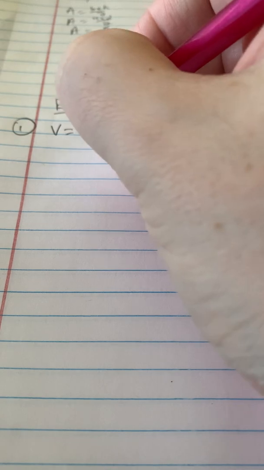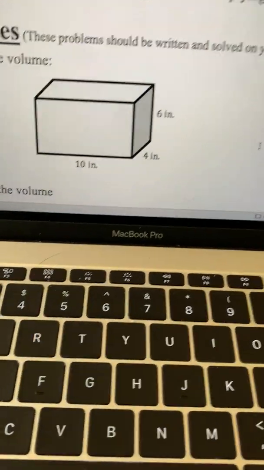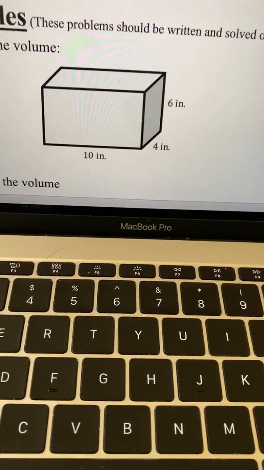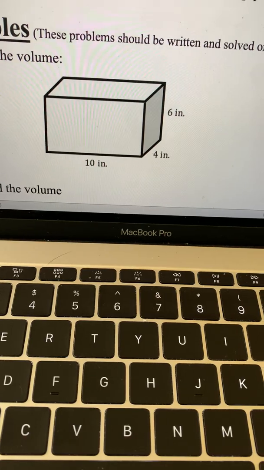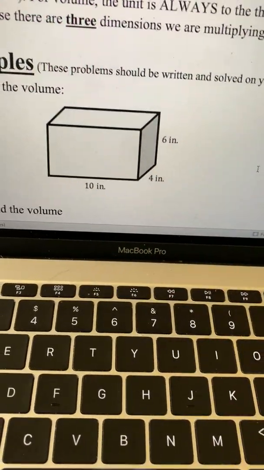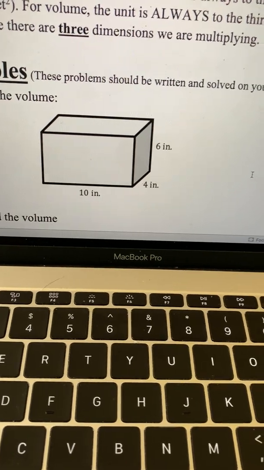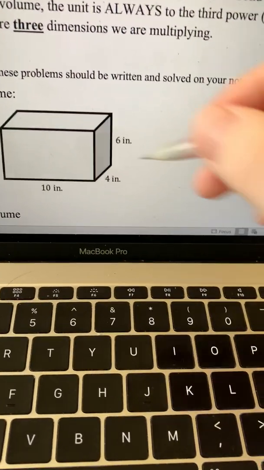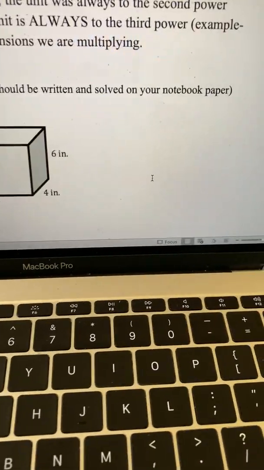Volume equals length, that's a cursive L, because I don't want the L to just look like a 1, times width times height. It actually does not matter which order you consider length or width or height. This could be your length, this could be your length, this could be your length, because it doesn't matter in multiplication. It kind of depends how you're looking at the shape. But I'm going to say my length is 10, my width is 4, and my height is 6.